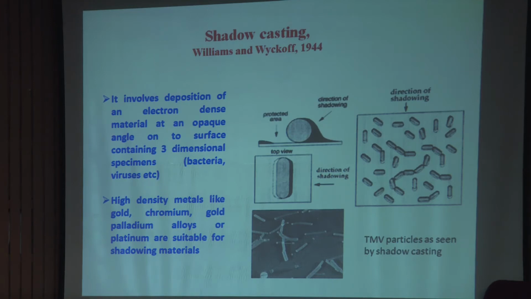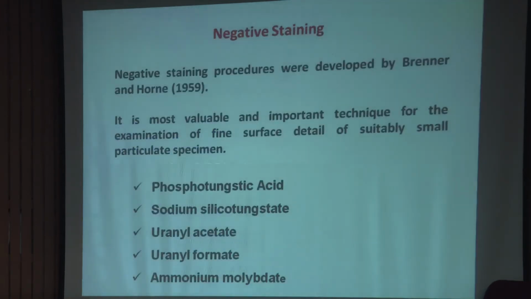Next. But in 1959 Brenner and Horne developed another method for better contrast, staining by negative stains. Negative stains are very heavy metal stains like phosphotungstic acid, sodium silicotungstate, uranyl acetate, uranyl formate and other stains.